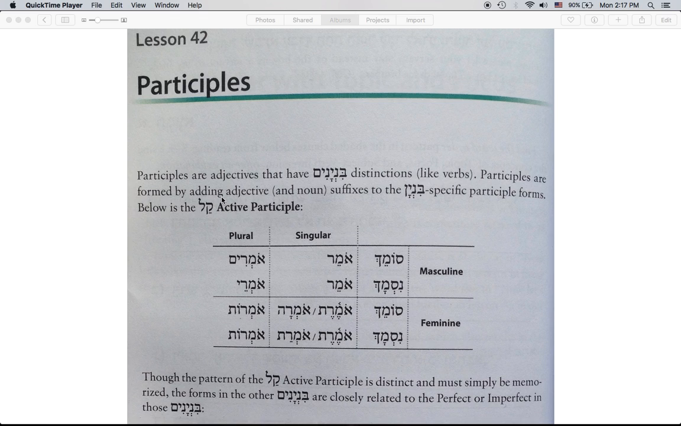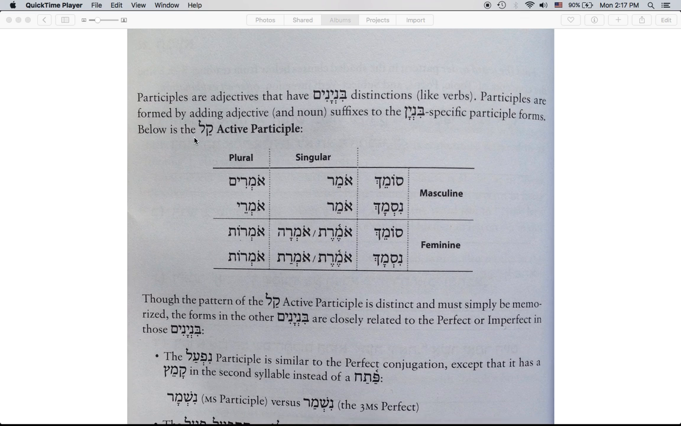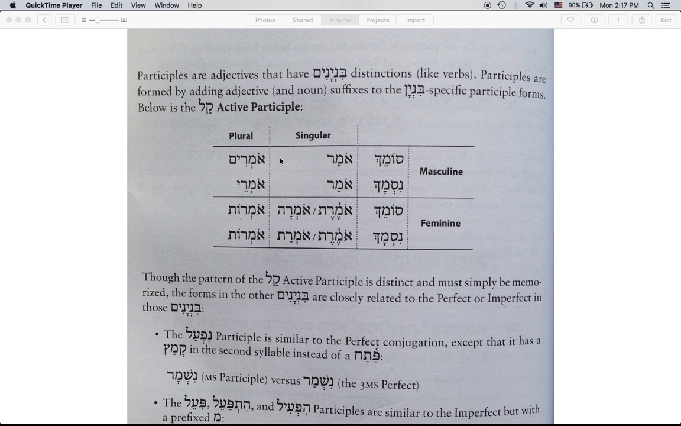Basically, this is saying that participles are adjectives that take verbal forms, the binyanim forms that we have seen from verbs. They take those, but they also take the endings that we have seen on adjectives and nouns. So some have called participles verbal nouns, so they are both noun and verb at the same time. We see this in how they function also. But first, let's take a look at the qal active participle. This is the most basic of the participle forms.